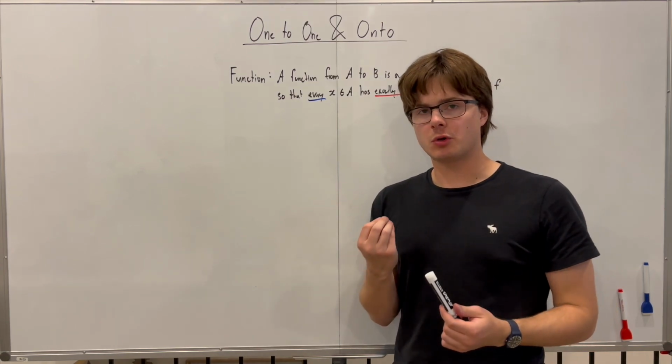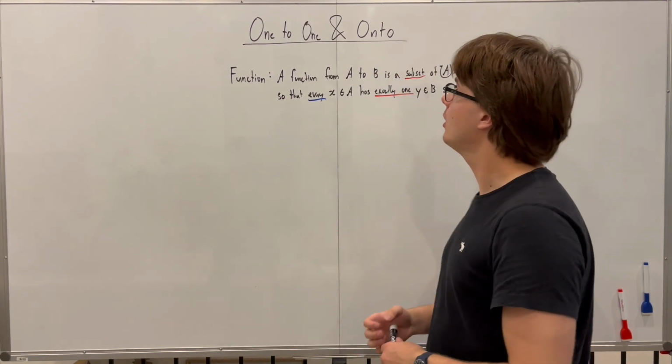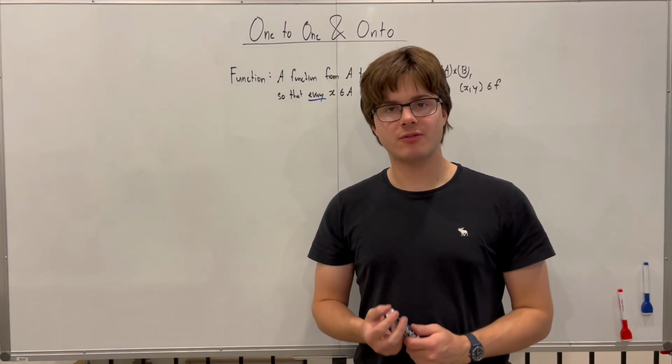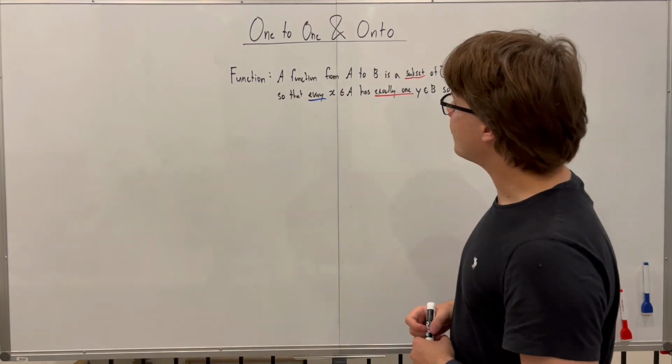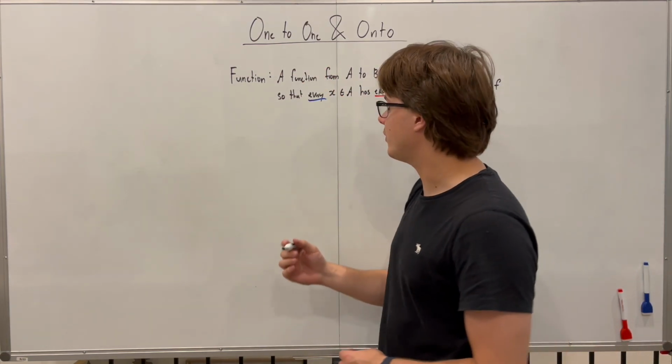So now that we've learned what a function is and we've seen some examples of how to identify a function, let's understand a specific type of function. There are two types of functions you should know about. The first are one-to-one functions. So what is a one-to-one function?